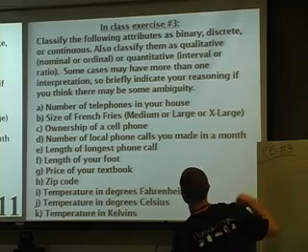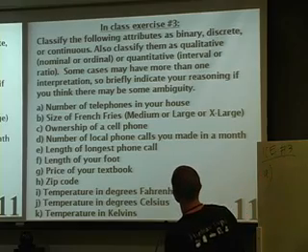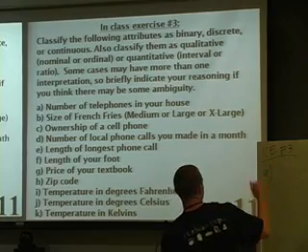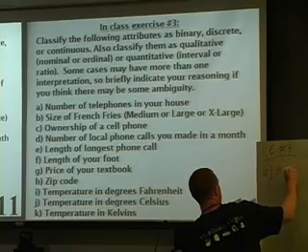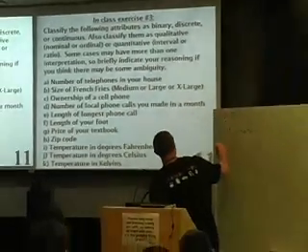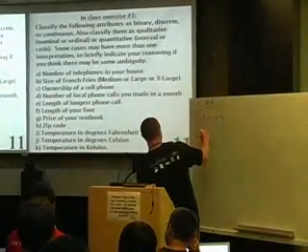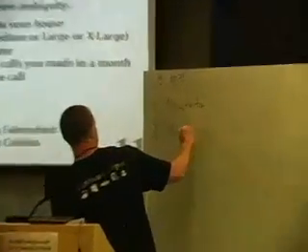So let's just run through these. And now stop me if you have any disagreement. So number of telephones in my house, that should be discrete. You can't own half of a phone. Let's see. Size of French fries, that's going to be categorical and thus discrete.